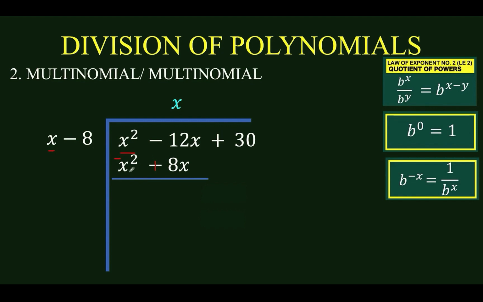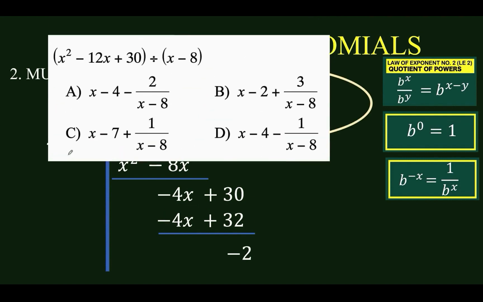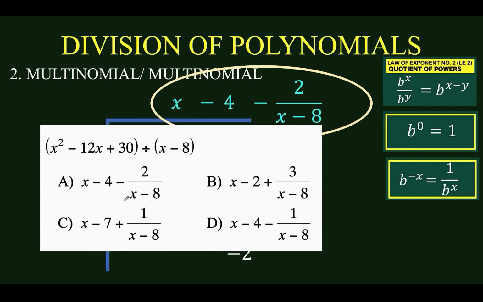x squared plus negative x squared is 0. Negative 12x plus 8x is negative 4x. Then bring down plus 30. Then again, this first term divided by x is negative 4. Then distribute negative 4 to x minus 8 to get negative 4x plus 32. And then change the sign here, change the sign here. So 30 plus negative 32 is equal to negative 2. And that is our remainder. So minus 2 over the divisor x minus 8. And that is letter A.